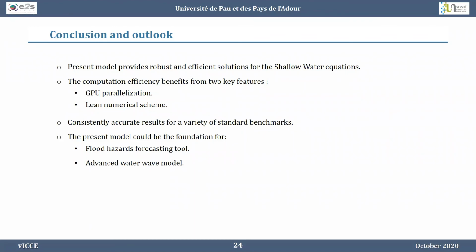So, to summarize, we have developed a robust and efficient numerical model for the solution of the shallow water equations. The fast computation of the model benefits from two key features. On one hand, the GPU parallelization, and on the other hand, the simplicity of the staggered grid scheme. The model has been validated with a variety of benchmarks and has proven to be very robust and applicable to many water flow problems. Also, the model as it is right now can be used as a flood forecasting tool, or it can be used as the foundation to an advanced dispersive water wave model.